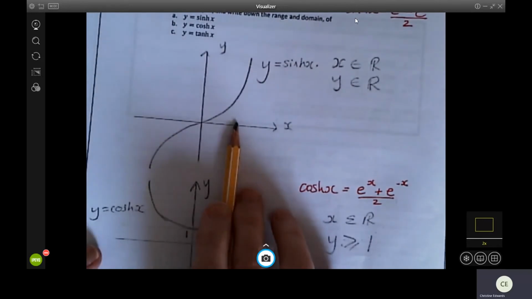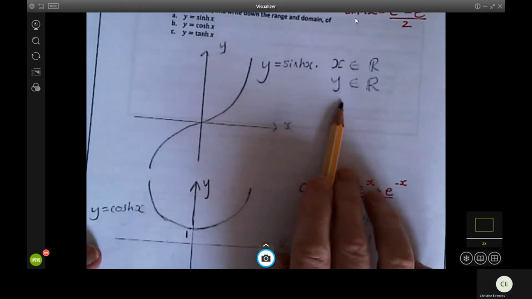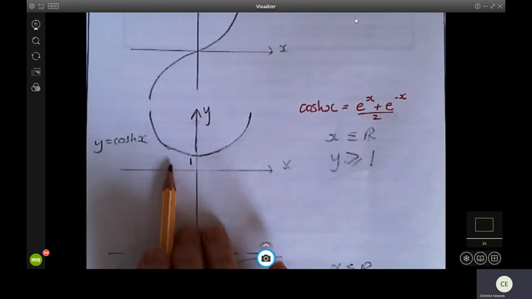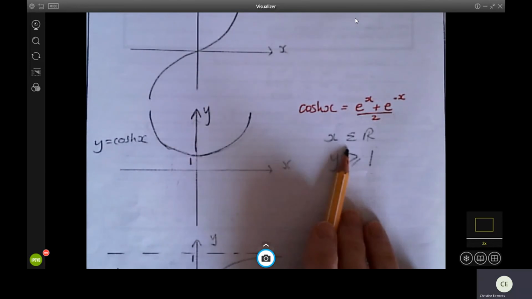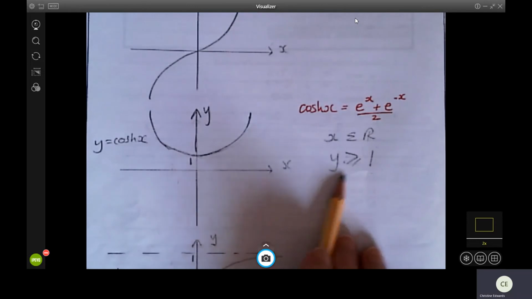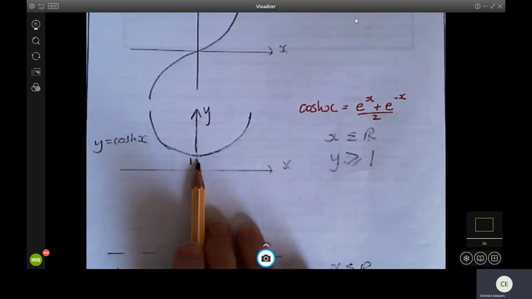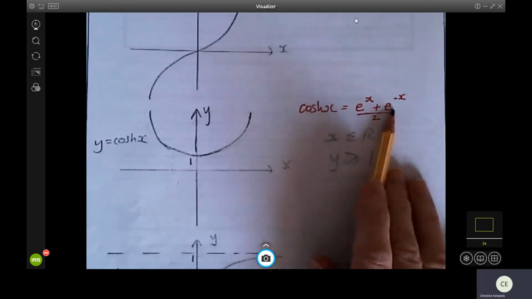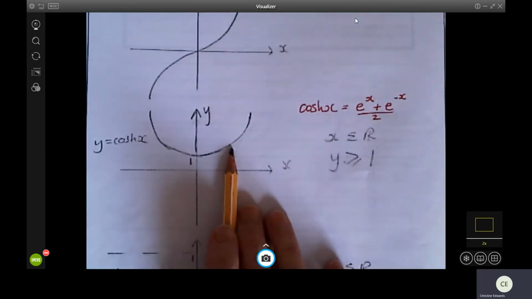So we have sinh. The domain and range are all the real values. We then have cosh, domain being all the real values, and in this case the range being greater than or equal to 1, as that's the value at which we cut the axis. I've written the definition there to remind you that you're combining e to the x and e to the minus x to obtain this curve.